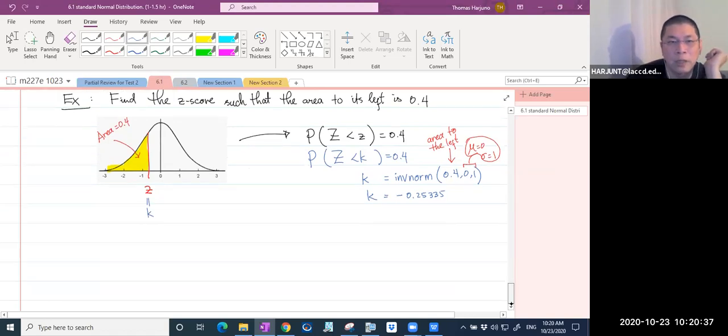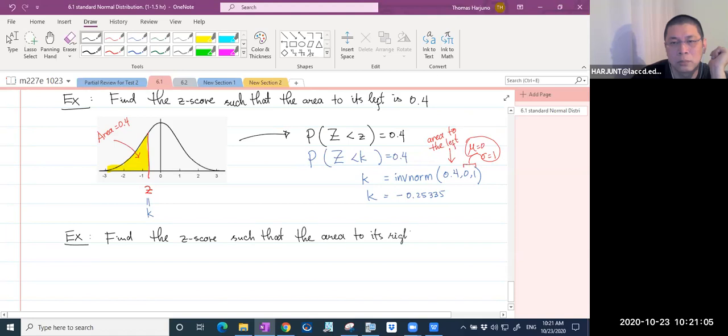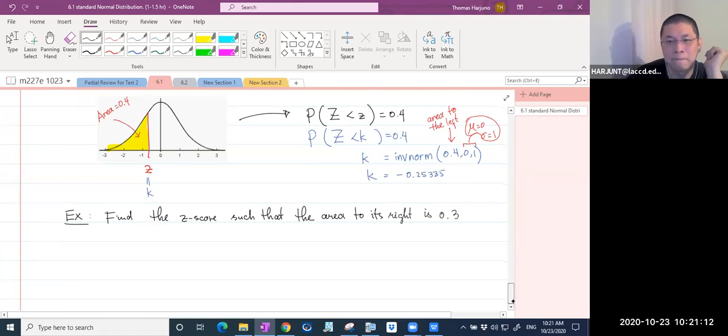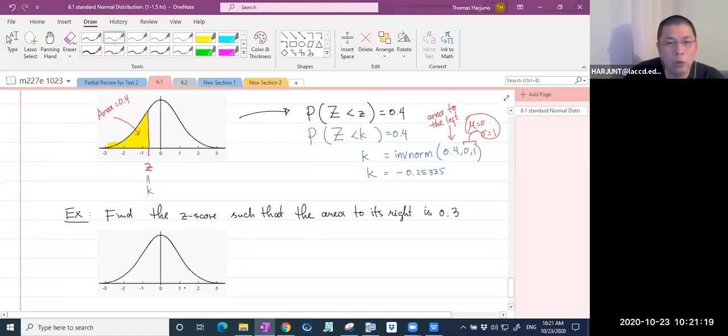Now, what happens if we change the question slightly? Find the C-score such that the area to the right is, let's say, 0.3. We need to find the C-score. I don't know where that is, so let me just put it randomly. Such that the area to the right is 0.3.